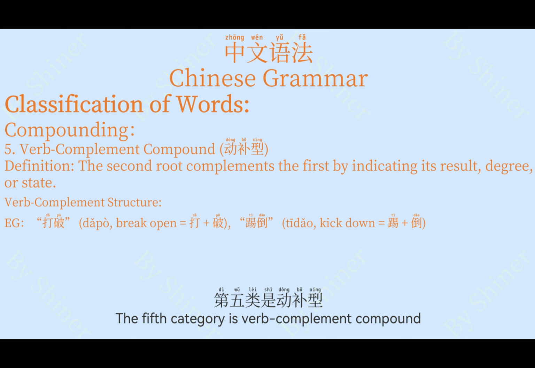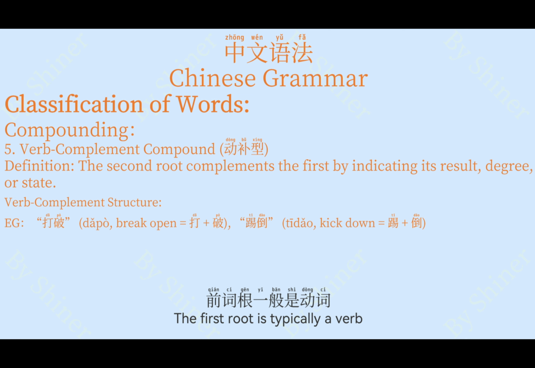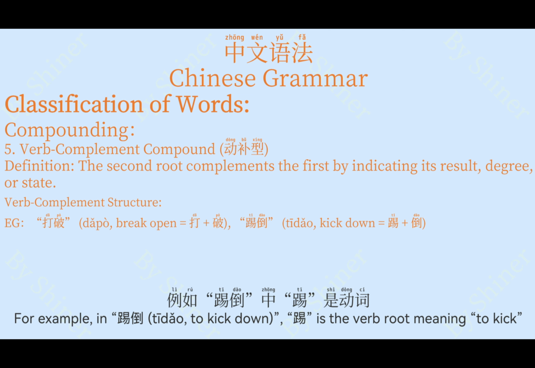The fifth category is verb complement compound, wherein a subsequent morpheme functionally complements the preceding morpheme. The first root is typically a verb. For example, in 踢倒, 踢 is a verb root, meaning to kick.